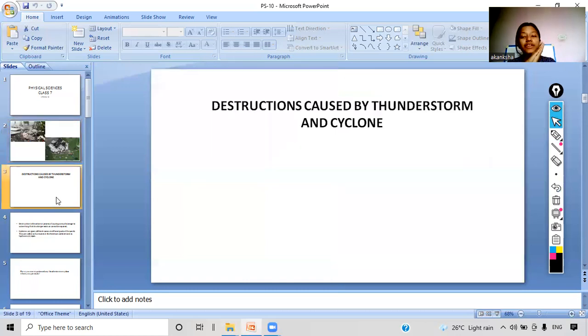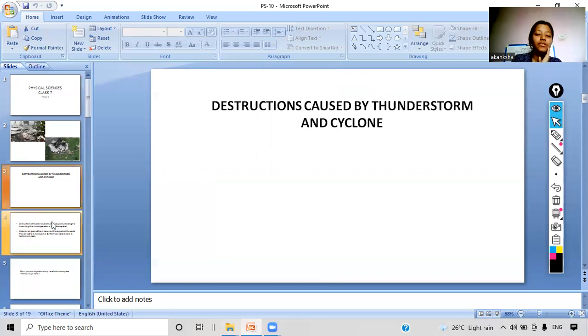So what are we going to study now? Yes, you all are right. Destruction. And if we relate it to the topic, this destruction is caused by what? Caused by thunderstorms and cyclones. As you all know, if thunderstorms get very violent, they destroy everything wherever they go. The same happens with cyclones also. So today the first topic of our lesson is destruction caused by thunderstorms and cyclones.